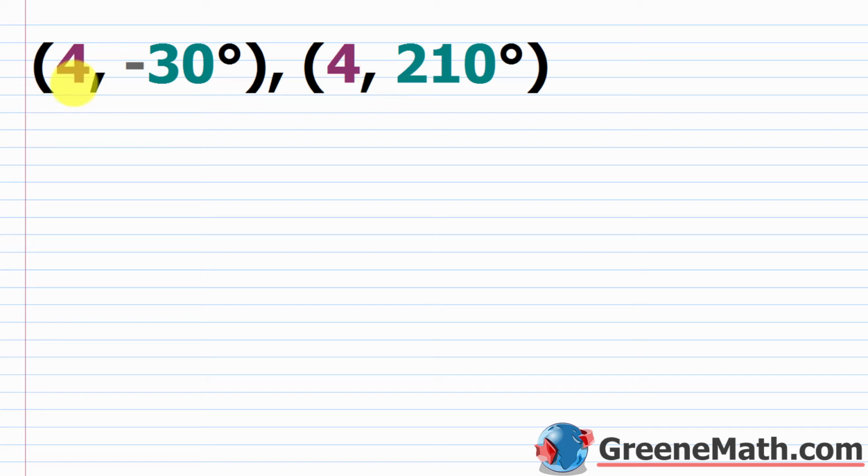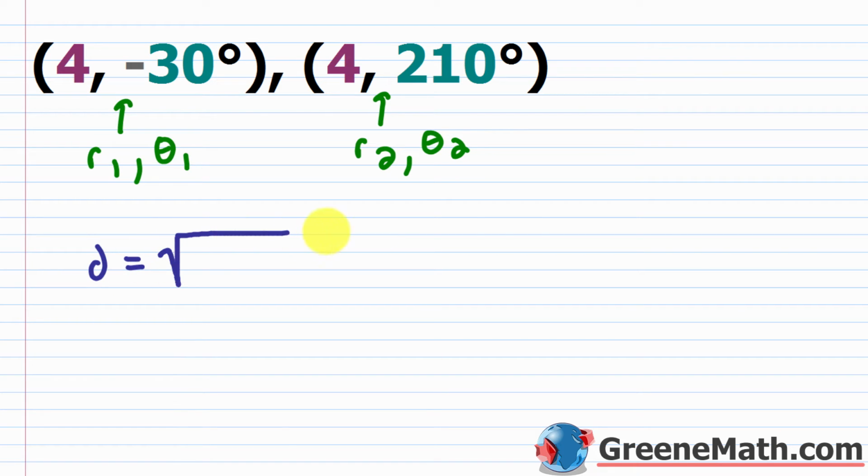So first and foremost, we have 4 comma negative 30 degrees. Let's say this is our first point. Again, it doesn't matter how you label this. I'll go ahead and say this is r sub 1 comma theta sub 1. And then let's say this 4 comma 210 degrees. Let's say that's the second point. So r sub 2 comma theta sub 2. Okay, so from here we just plug into the distance formula. So d, the distance between the 2 points, is the square root of.